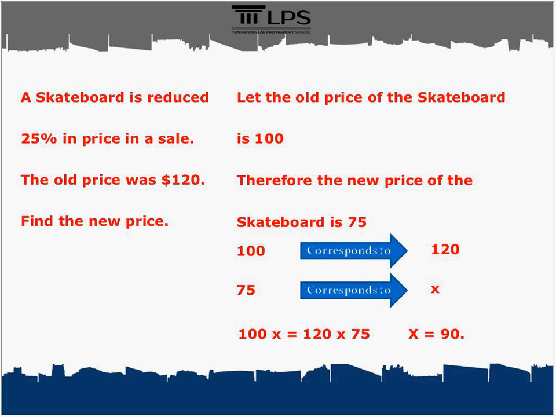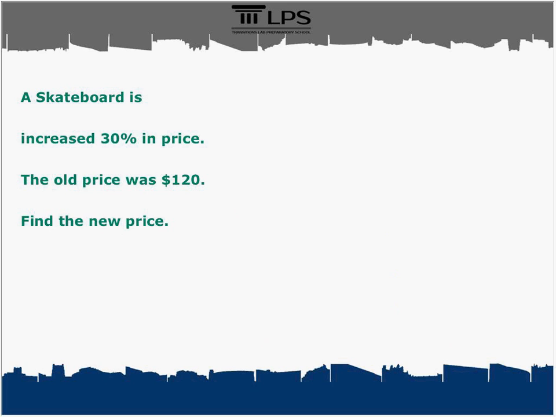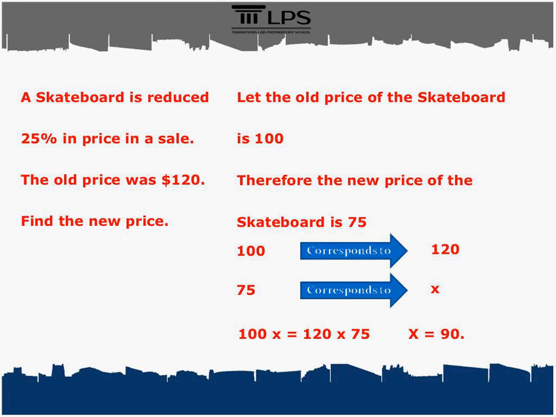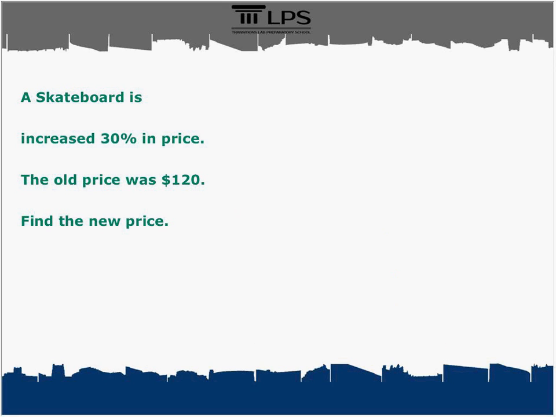Based on the same idea, I changed the question slightly. So instead of saying reduced, this time I have made it increase by 30%. Can you use the same method to find it? This was what I used. I started off by saying let the old price be 100, so the new price is going to be 75 because it will be 25% less. So the 75, and then multiplication to get the answer. A skateboard is increased 30% in price. The old price is 120, find the new price.